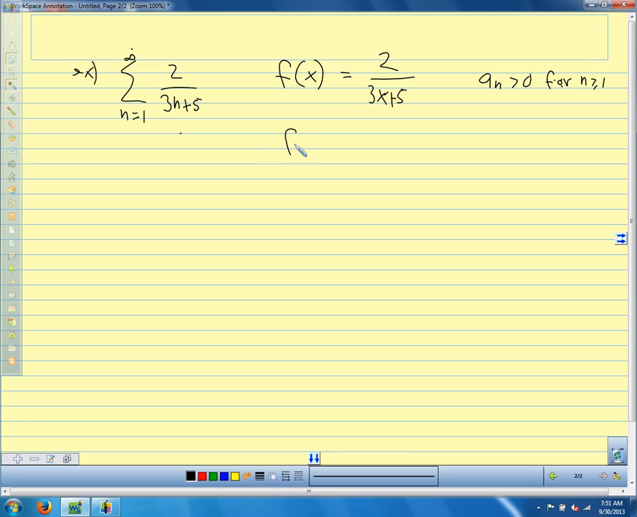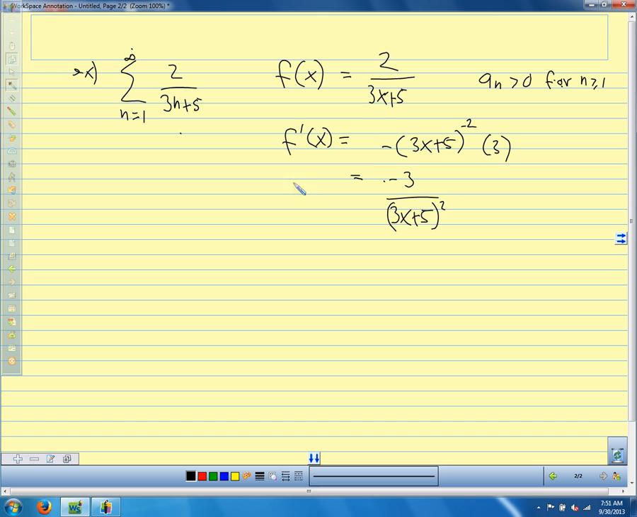So I'm just going to go through that f prime, and I'm going to say this is negative 2 times 3x plus 5 to the negative 2 times 3. Because this is 3x plus 5 to the negative 1, right? Oh, this should be a negative 1 then, right? Negative 1. I just need a negative. So this is just minus 3 over 3x plus 5 squared.